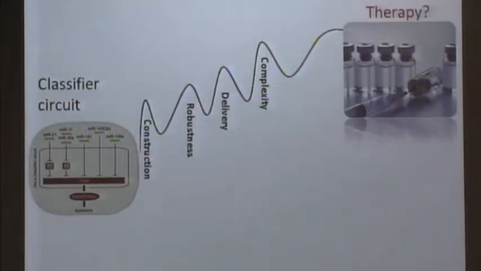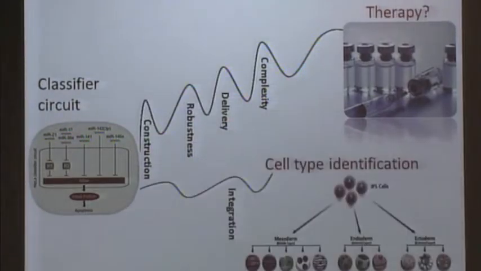So clearly, there are many steps that we need to take along the way to go to therapy. And also, as I mentioned, there are other opportunities to take this technology for cell type identification, whether it's cancer progression, so we can do live cell sensors to understand the progression over time without having to kill the cells. We have other activities, for example, for tissue engineering to use this kind of technology.